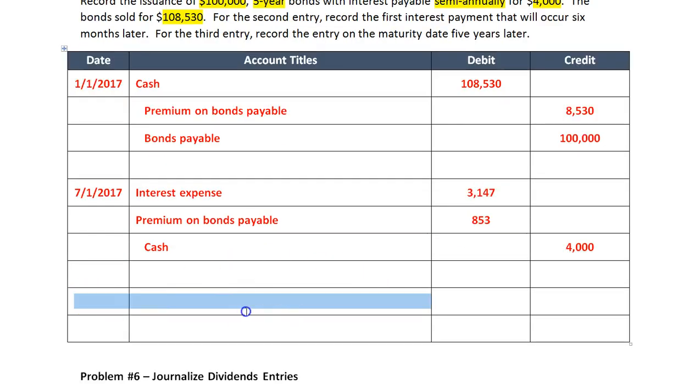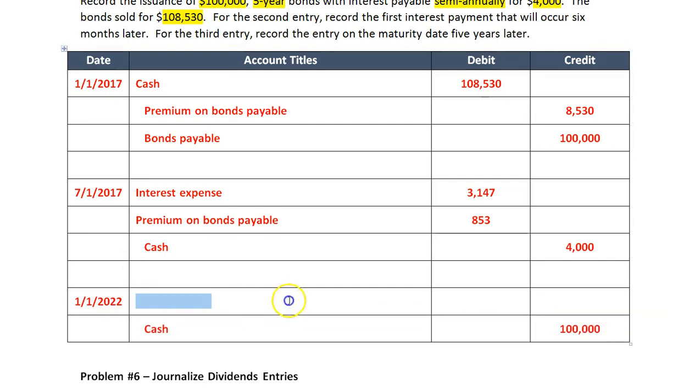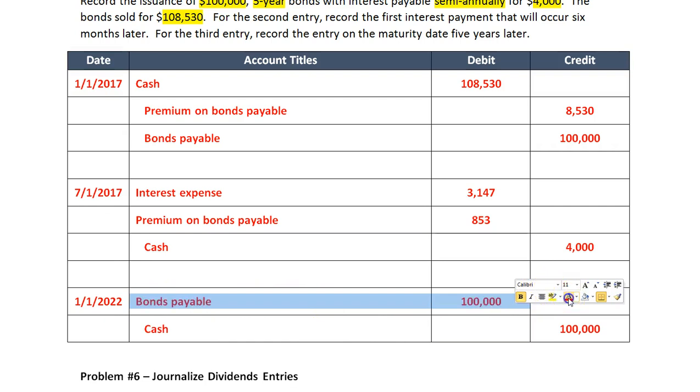Alright, then the last one's simple. We're just going to pay off the bonds, so we're going to have cash leaving equal to the face value, and the bonds payable coming off the books.